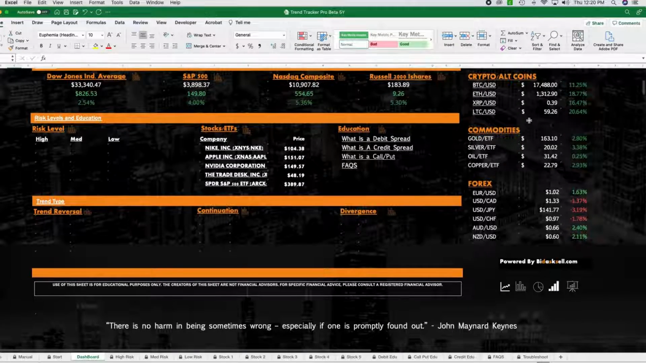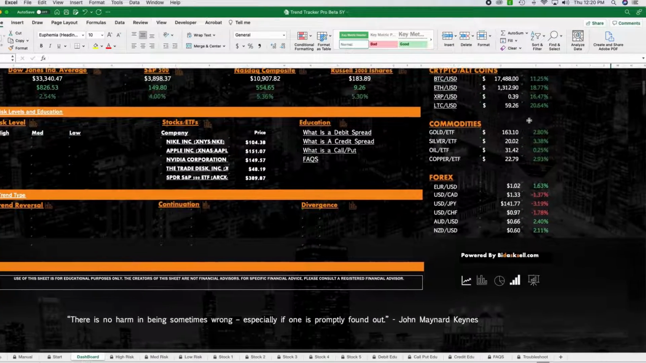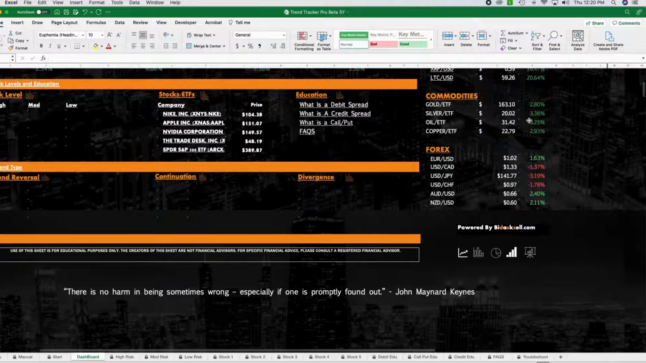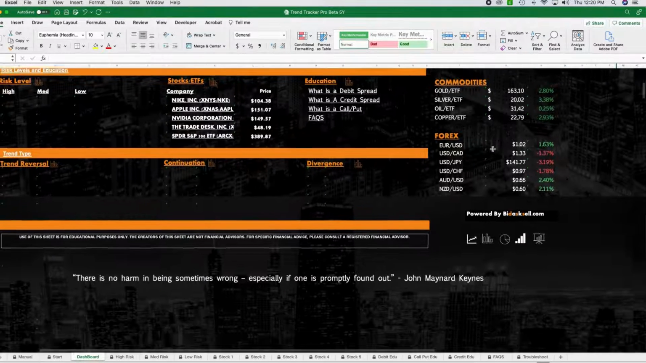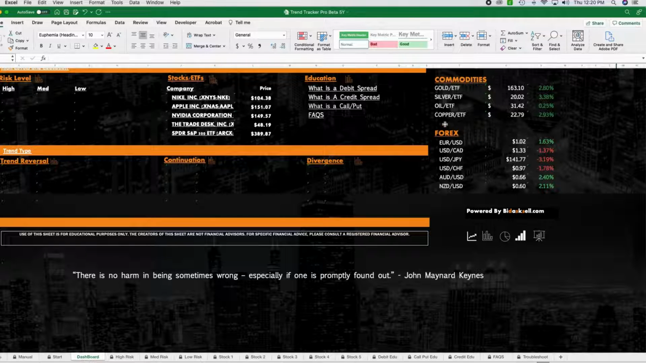Microsoft Excel. Just below that, you have commodities pricing. So there's pricing for gold, silver, oil, the ETFs for these things as well. And then you have Forex and the more popular pairs for Forex as well.